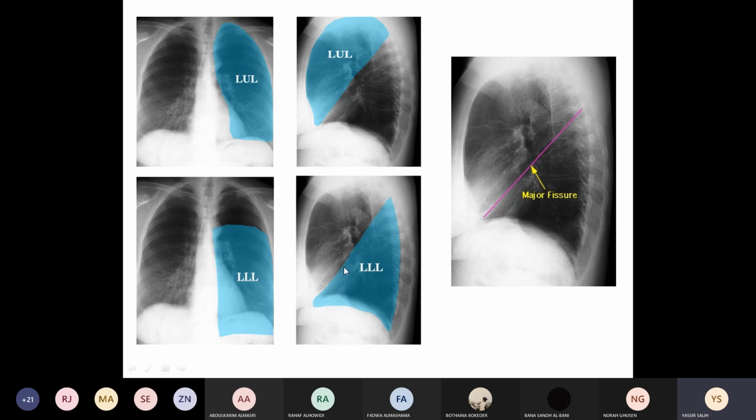The collar area in this frontal is on the left side. On the lateral film, the collar region occupies the region posterior to the oblique fissure. So this is the region of the left lower lobe. Why? Because it is posterior to the oblique fissure. So you have to look at the frontal view first, then look at the lateral film.